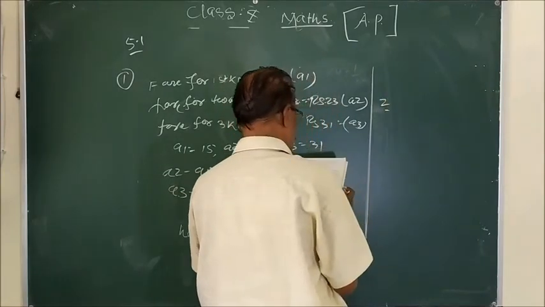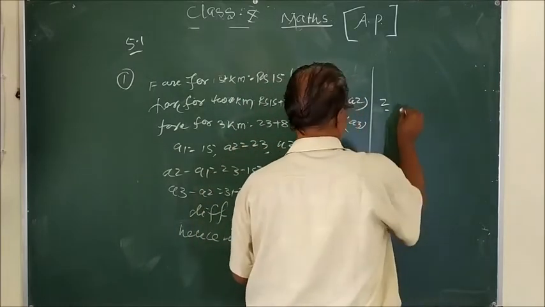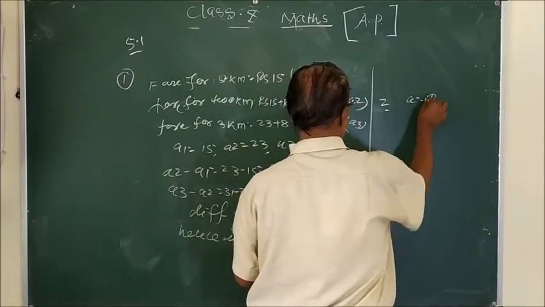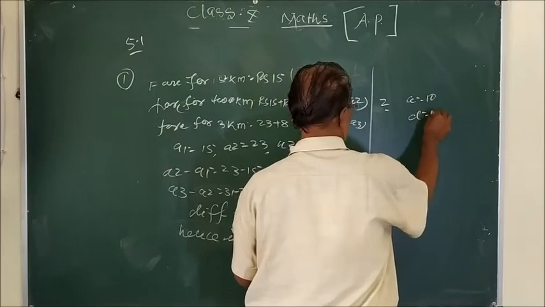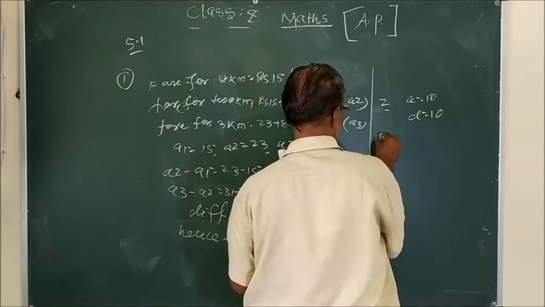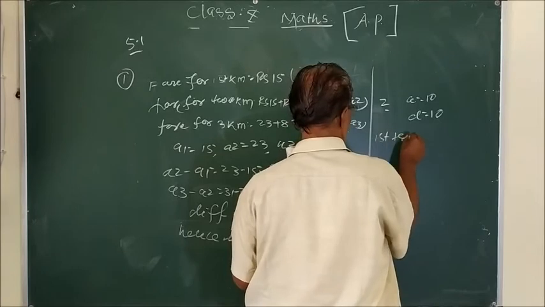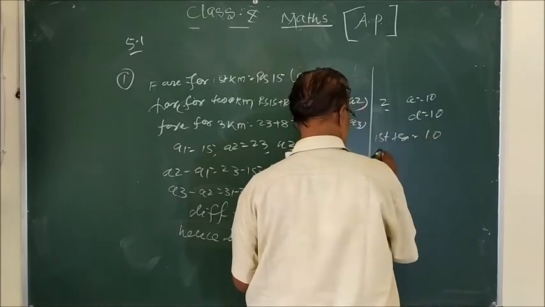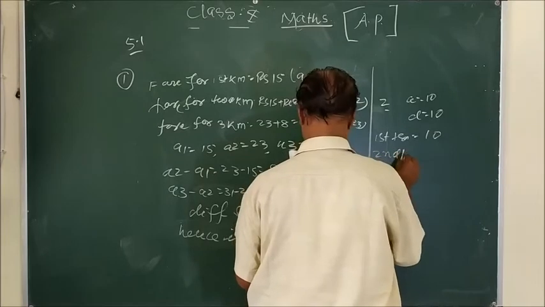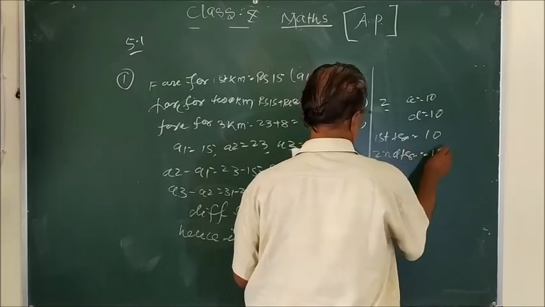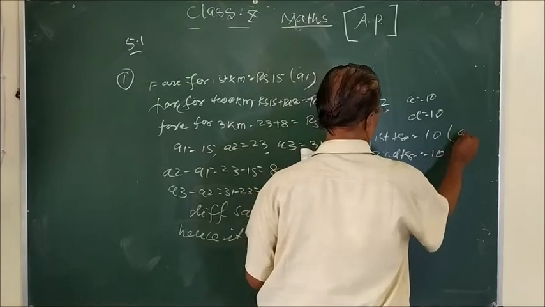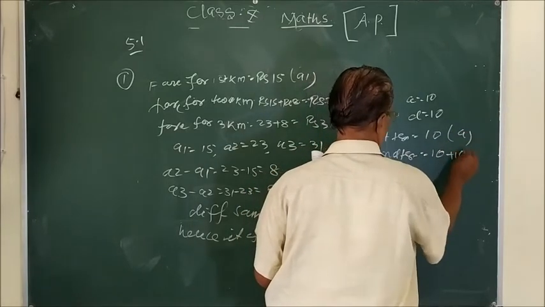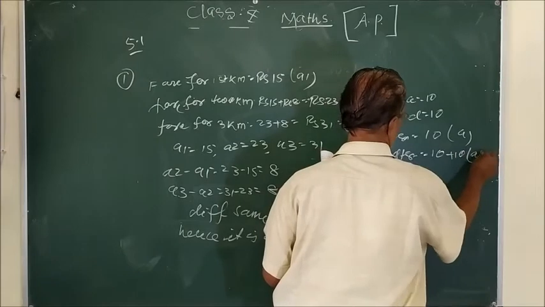Second, first question. Write 4 terms of AP. First term A is equal to 10, D is equal to 10. So first term क्या हो जाएगा? First term is A, 10, A1. Second term क्या आ जाएगा? A plus D, ये हो गया A. And 10 plus 10, ये A plus D.